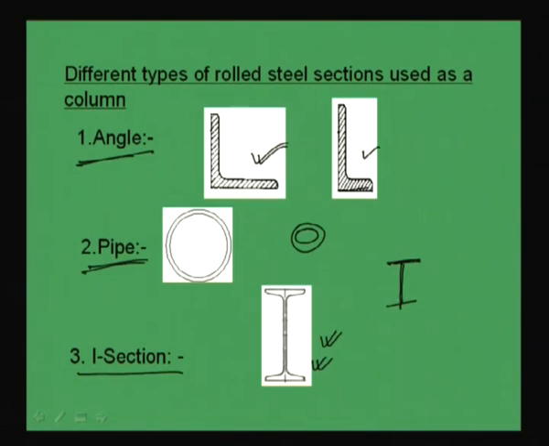Again, we will see later that on this I section we may add some extra plate as per the requirement of the design. So, it may go on adding another plate. This will become a built up section, meaning as per the requirement it may go on increasing. All this we will see later, how built up sections are used for the design of compression members.